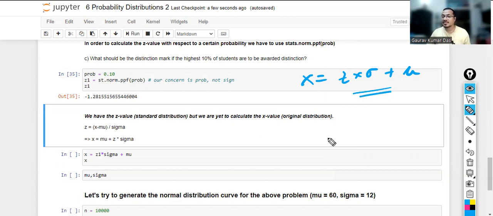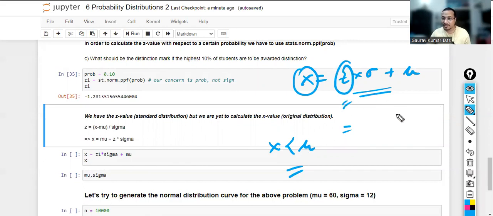So once we get this, if my Z value is negative, then what will happen? My X value will actually be less than mu. But for me to get a distinction, top 10%, those students have to definitely score more than the average value, right? The average value is around 60. Mu is equal to 60, sigma is equal to 12. So that will not hold good for us. So this Z has to be positive. Our sign is not correct, because we know that the top 10% would definitely have to score more than the average value.